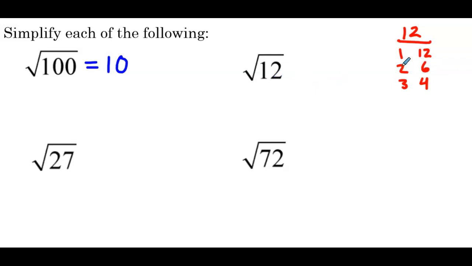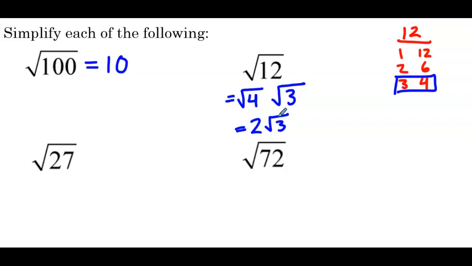2 times 6, neither of those are perfect squares. 3 times 4, that's the factor pair we're going to use. So then we have the square root of 12, and we're going to rewrite it as the product of 2 square roots. So we're going to rewrite it as the square root of 4 times the square root of 3. So we write the perfect square factor first, and then the other factor. Now we take the square root of 4, which is 2, times the square root of 3. So then we can say that the square root of 12 is equivalent to 2 times the square root of 3.